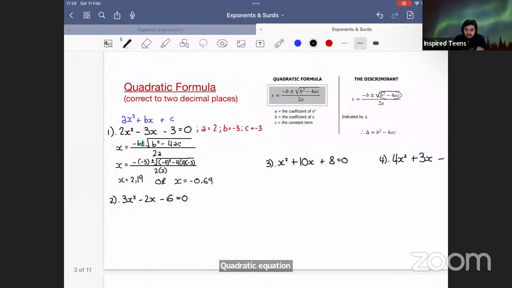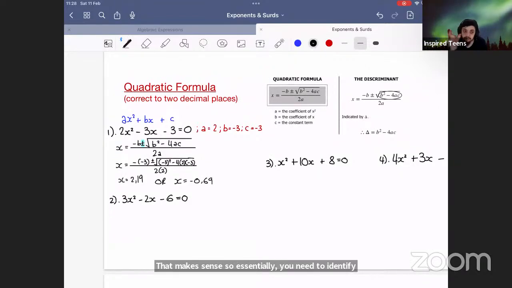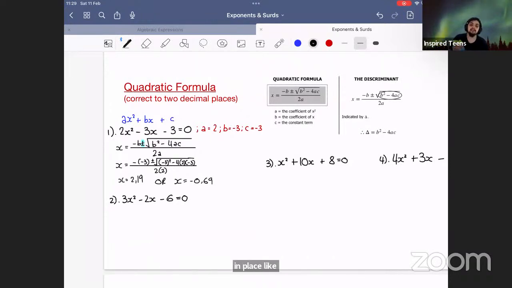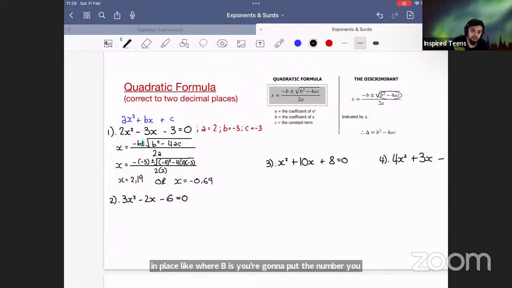I hope that makes sense. Essentially, you need to identify what is a, what is b, what is c in your trinomial, and then substitute those values into your quadratic formula, which has the variables. Again, this is given in your formula sheet, in place. Where b is, you put the number. Use brackets every time you substitute, put it into your calculator carefully, and do the plus and do the minus, and you'll get 2 answers.